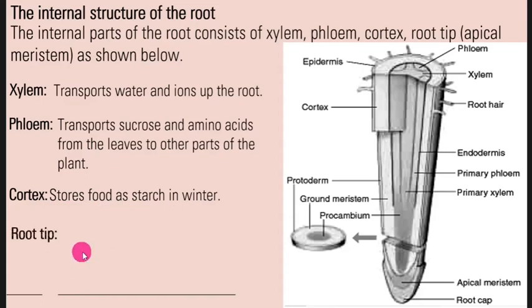Root tip. So we have the root tip, or apical meristem. So what is the function of the apical meristem? It grows as the cells divide. Meaning that the cells have to divide for growth to take place. So for this root here to continue growing, becoming longer and longer, it means this apical meristem actually grows. All right, so let's move to the next part.